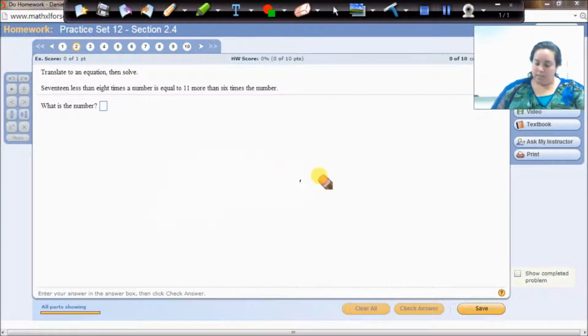So let's do the same thing with this problem. We are going to have a minus 17 in there, but it's not 17 less than 20, it's 17 less than 8 times a number. So how do we do 8 times a number? Okay, 8x, or 8n, or something like that. Okay, good. 17 less than 8 times a number.